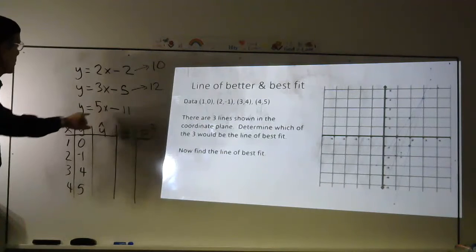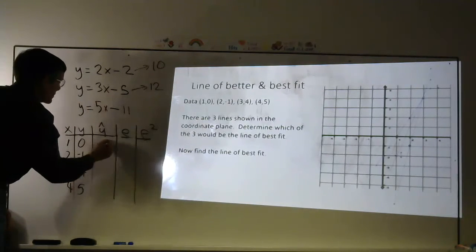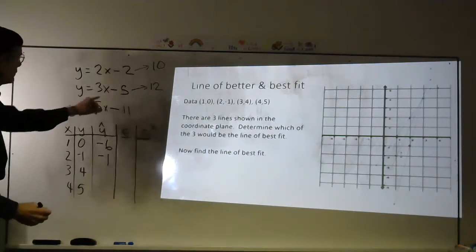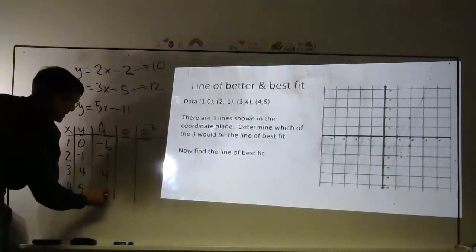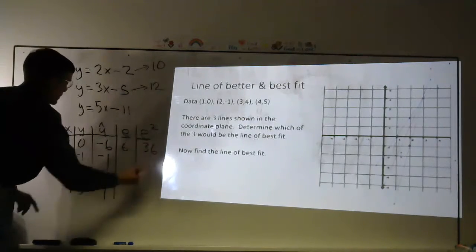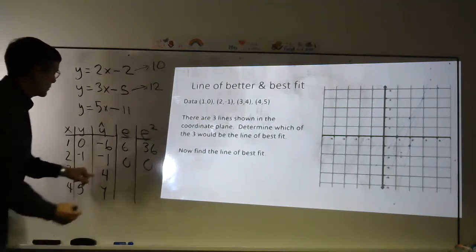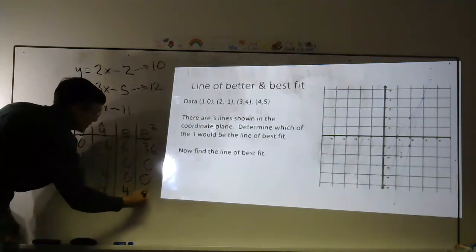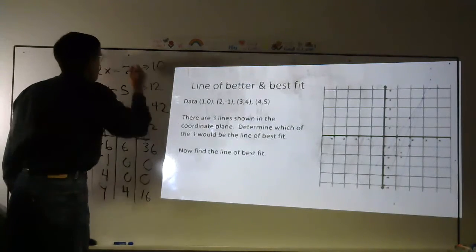Okay, y hat, put 1 in. 5 minus 11, that's negative 6. 10 minus 11, negative 1. 15 minus 11, 4. 20 minus 11, 9. Error, 6, 36. Error, 0, 0. Error, 0, 0. 4, 16. Error for this one, 42.